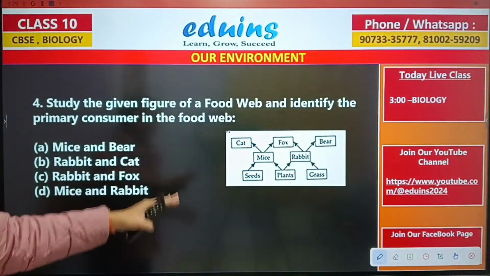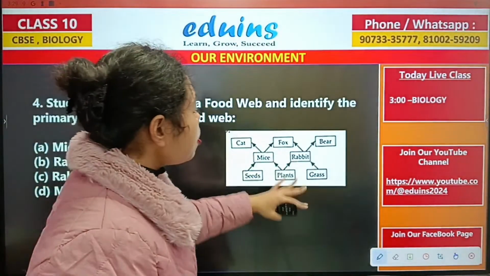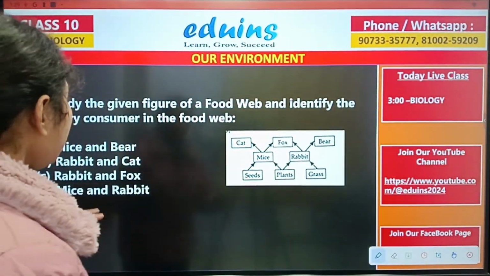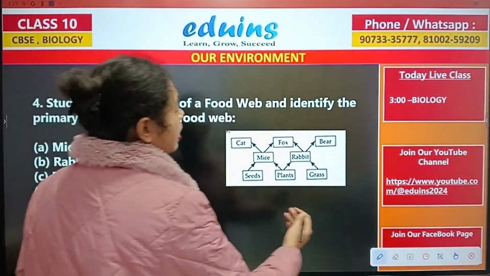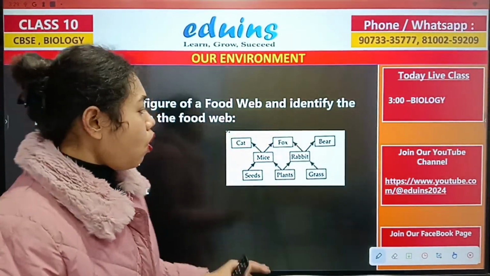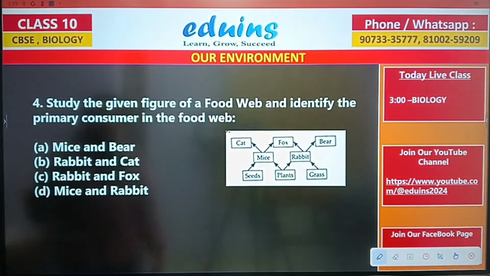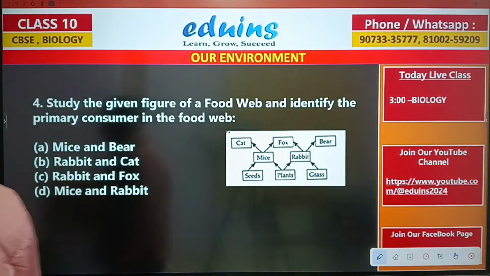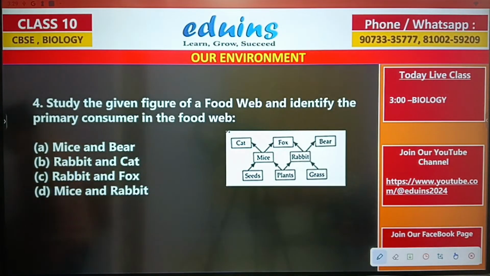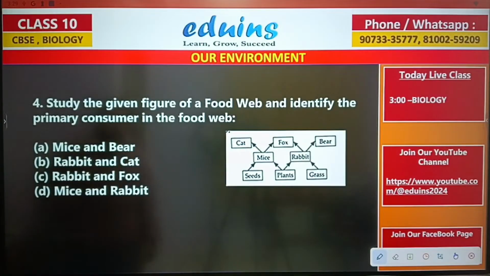Okay, so here you can see a picture. It's a picture of a food web. So you have to identify the primary consumer. Okay, so who are primary consumers? Can anyone give the answer to this question?